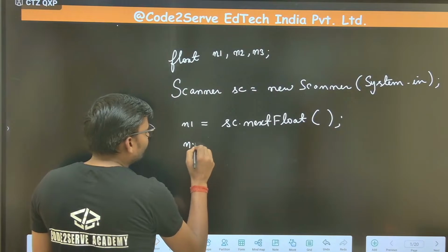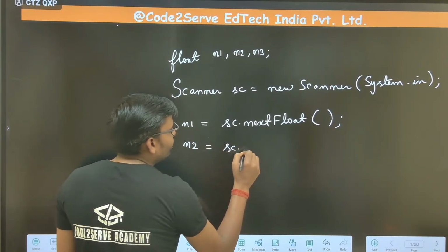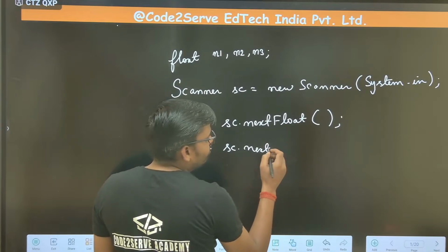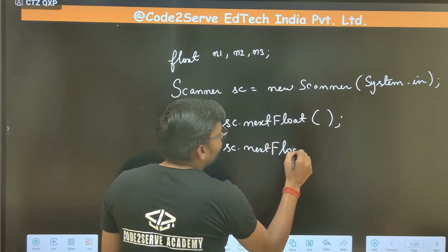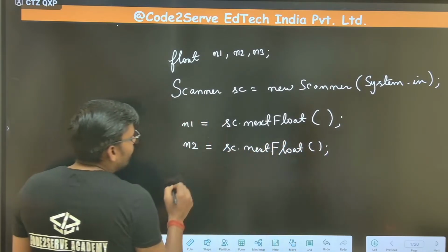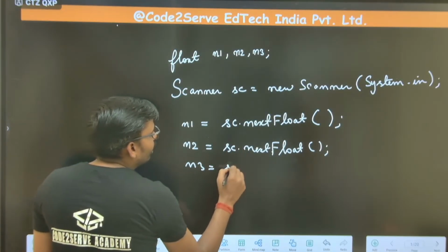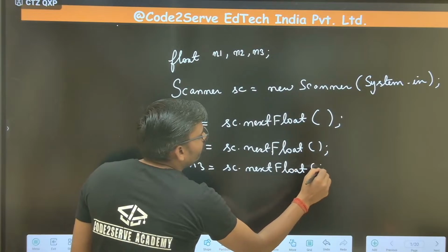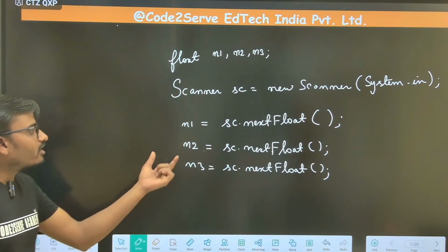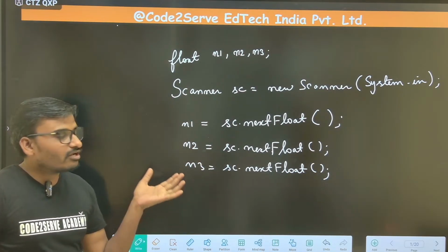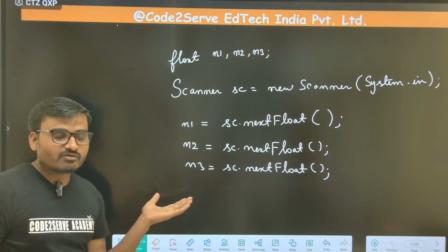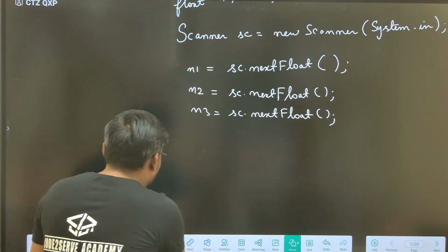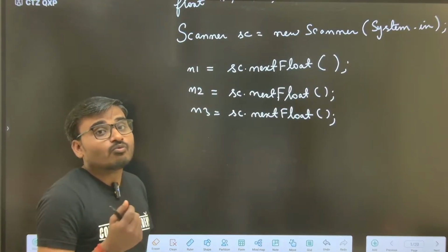Then similarly we'll do it for n2 as well, sc.nextInt. Sorry, we have taken this as a float, so we'll write nextFloat. Okay, and similarly for n3 we'll write sc.nextFloat. All right. So we have taken all three numbers as input in float variables. Now what we'll do is, first, we have to find the sum. And what sum do we need?